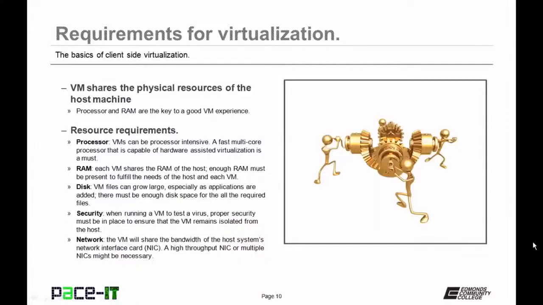VMs can share in the network, and because of that, you need to make sure that your NIC, your network interface card, has a high enough throughput to ensure a good network experience for the host and the VM. Or you might consider putting in multiple network interface cards and using one or more of them for your VMs.